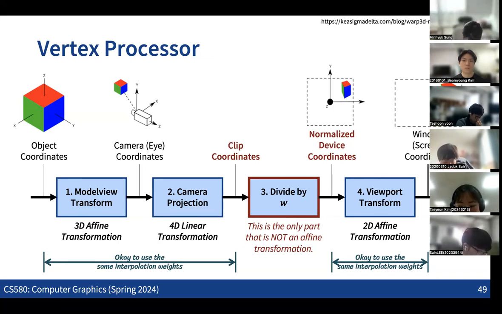The only part where we are having some issue is this part. If we start to divide the clip coordinates by the W value, then this is basically breaking everything. So this becomes a non-affine transformation, and this is the part where we should not use the same interpolation weights. This is the only part that we need to handle for proper interpolation. Does this make sense?